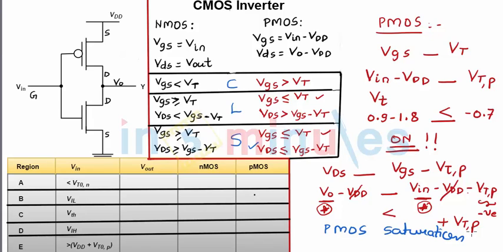So in region C, where my input voltage is switching threshold, my NMOS is in saturation, my PMOS is in saturation, and my output is also going to be equal to switching threshold because input is equal to output. Very straightforward.